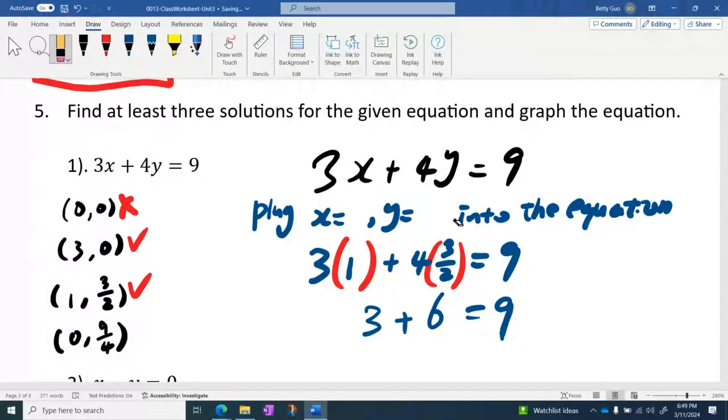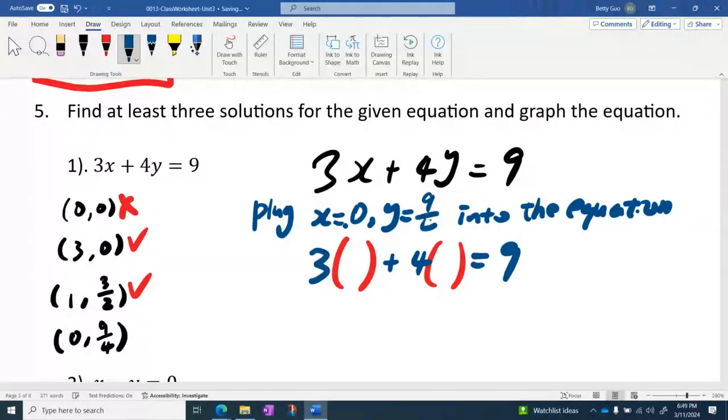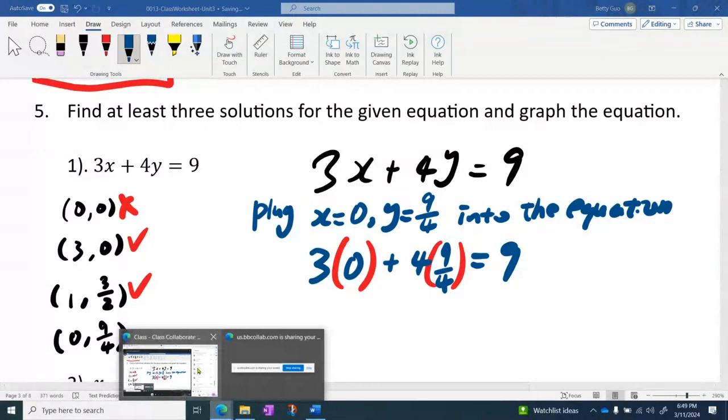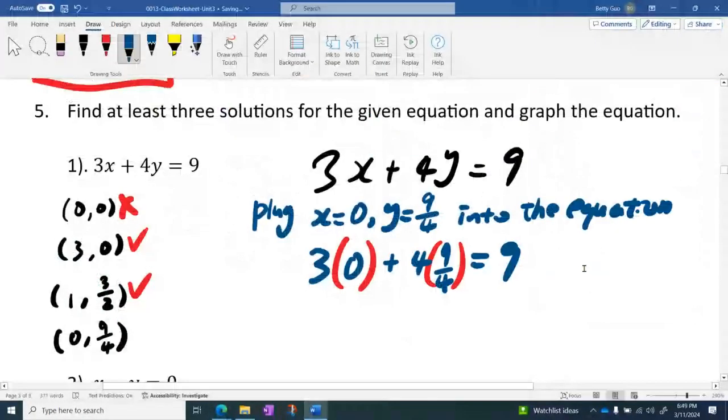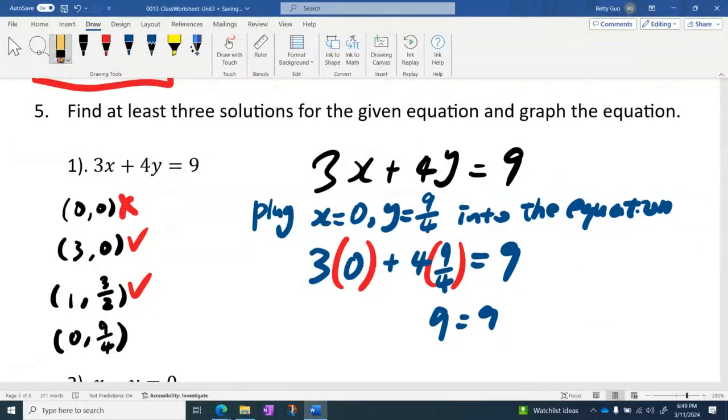This time we are going to see if (0, 9/4), x equals 0, y equals 9 over 4, satisfies the equation. So we plug in x equals 0, y equals 9 over 4. Tell me, do we have a true or false statement? True, exactly. 3 times 0 is 0. 4 times 9 over 4 is 9. 9 equals 9, right? Awesome. So we found 3 solutions.